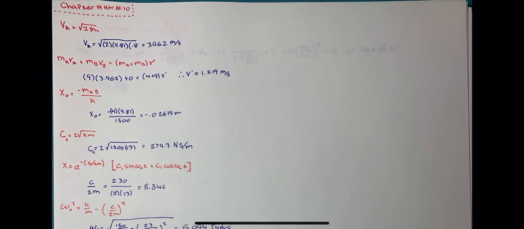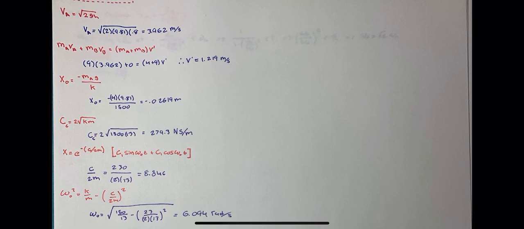Number 10, we have a 4 kilogram block A that's dropped from a height of 80 millimeters onto a 9 kilogram block B, which is at rest, and block B is supported by a spring constant of 1,500 Newton meters. It's attached to a dashpot of damping coefficient 230 Newton second meters. Knowing there is no rebound, determine the maximum distance the blocks will move after the impact.